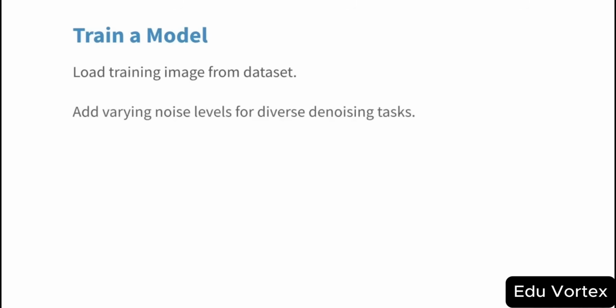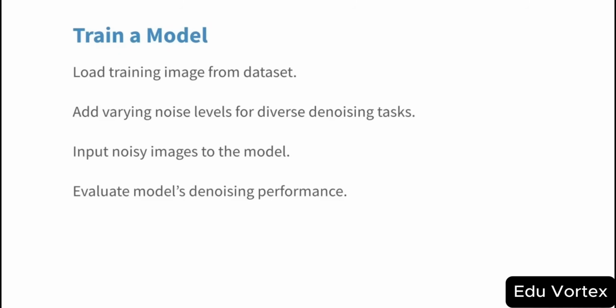Now, if you've trained a machine learning model before, you'll be very familiar with this workflow. Now, remember, we want the model to do a really good job of estimating how to denoise images that are close to perfect and have no noise, and also those that are extremely noisy. So we want a data set with diverse amounts of noise. So these are the steps that are involved. You'll want to load your training image from your data set. You'll then want to add varying noise levels for diverse denoising tasks. Then comes inputting the noisy images to the model. And then you'll want to evaluate the model's denoising performance. And then finally, you'll want to update the model weights based on your evaluation.